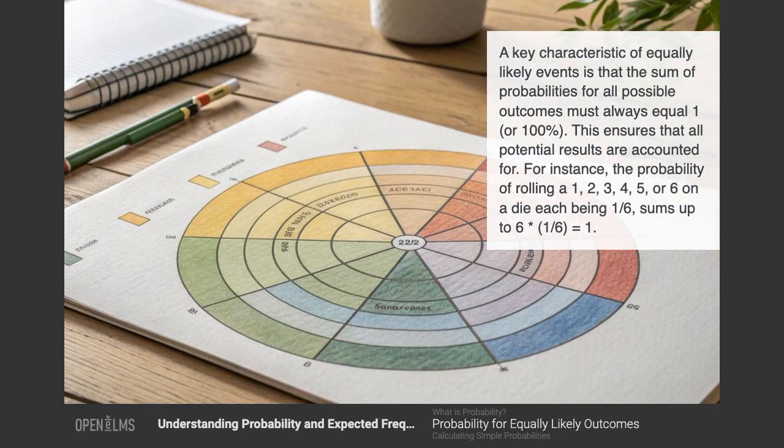A key characteristic of equally likely events is that the sum of probabilities for all possible outcomes must always equal 1 or 100%. This ensures that all potential results are accounted for. For instance, the probability of rolling a 1, 2, 3, 4, 5, or 6 on a die, each being 1/6, sums up to 6 times 1/6 equals 1.